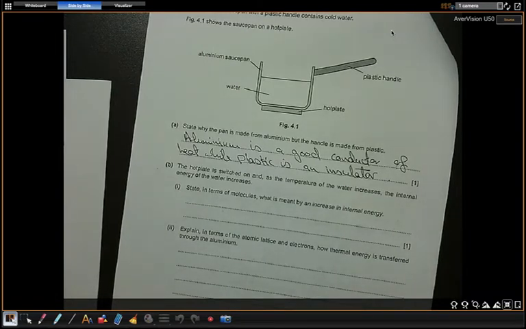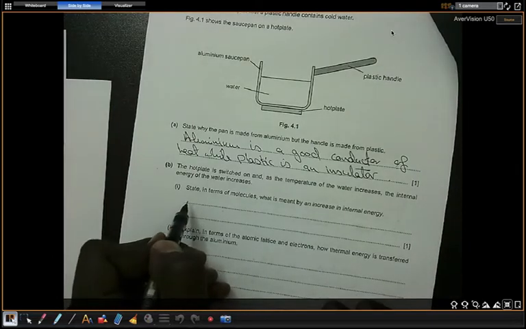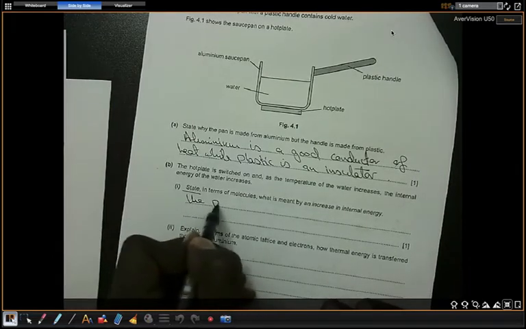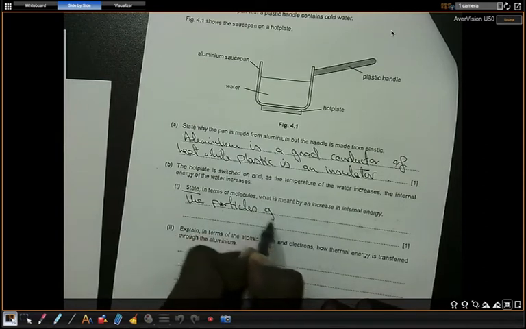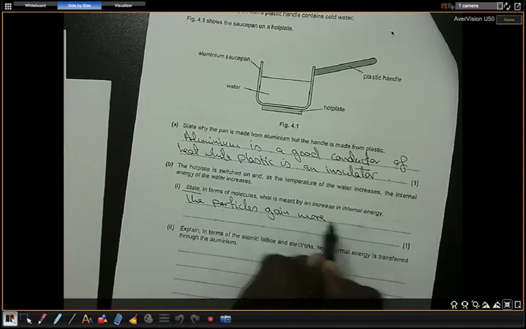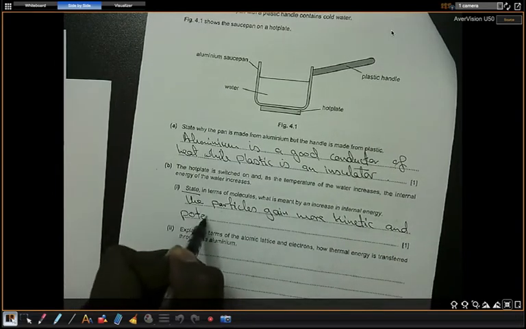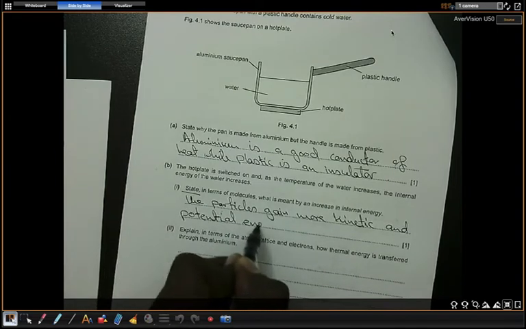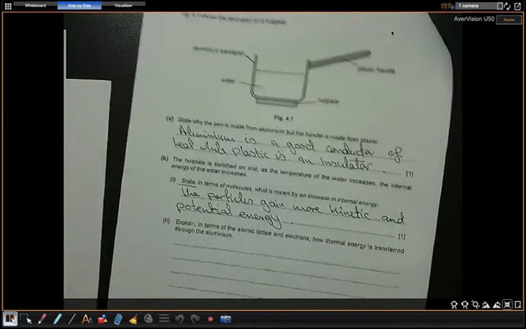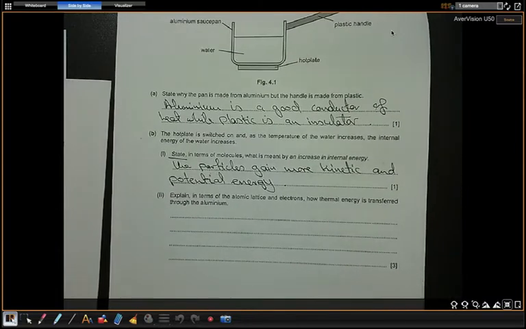Now, the hot plate is switched on, and as the temperature of the water increases, the internal energy of the water increases. State in terms of molecules what is meant by increase in internal energy. Now, the particles gain more kinetic and potential energy. Okay, so the particles gain more kinetic and potential energy because internal energy is the sum of kinetic and potential energy. Don't say just kinetic, all right?